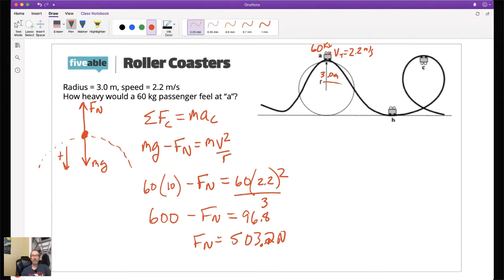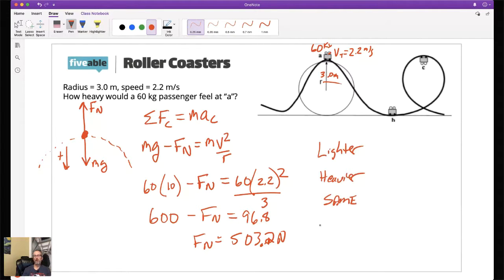503.2 newtons. My question for you here is, does this person feel lighter than normal? Do they feel heavier than what they normally do? Or do they feel the same? You can type lighter, heavier, or same. Totally up to you. I'm seeing one lighter, and I'm seeing one heavier. I'm seeing another lighter. So how do you know?